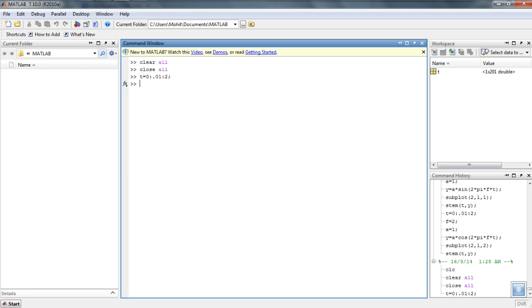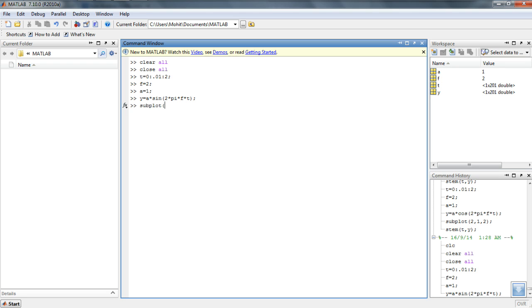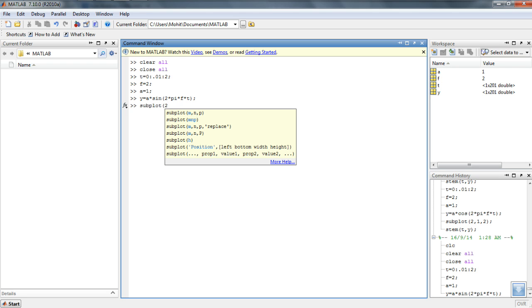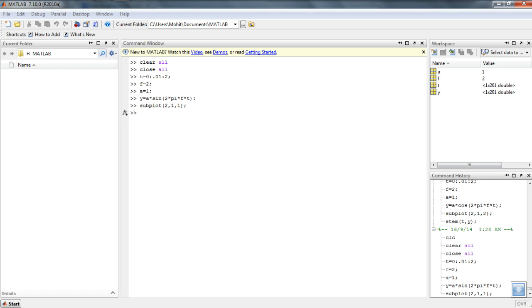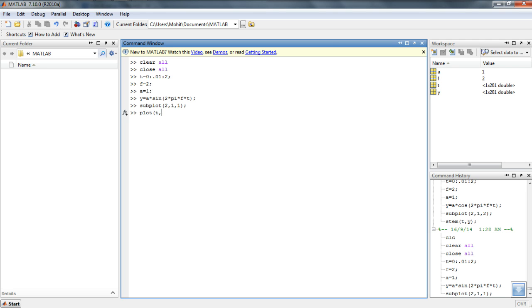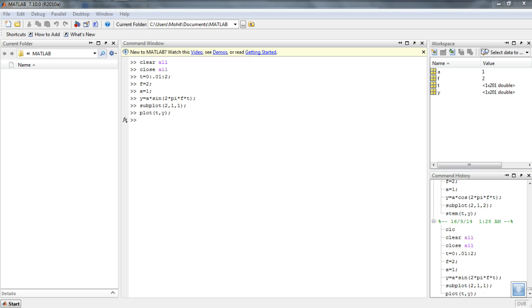Now I will give a frequency f equals 2, amplitude a equals 1, and I will write my wave equation y equals a sine 2 pi f t. Then I will write a subplot of 2, 1, 1. And that's my subplot. Then I will give a plot of t by y. So here we can see that there is a nice sine wave.